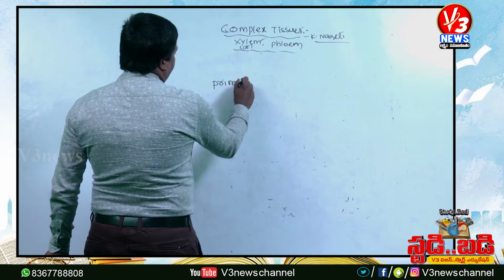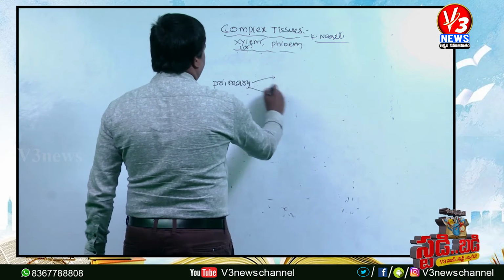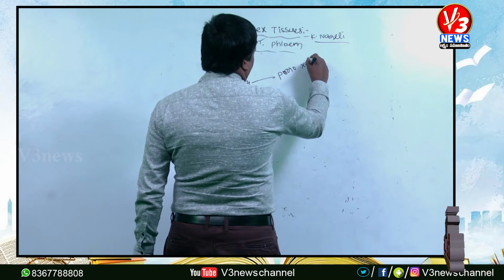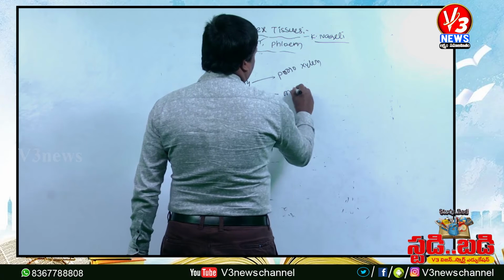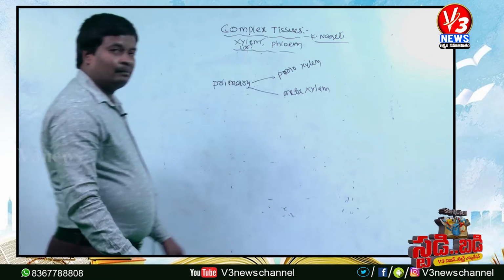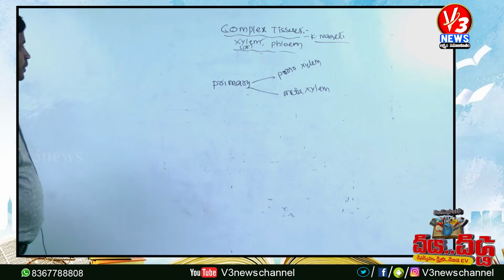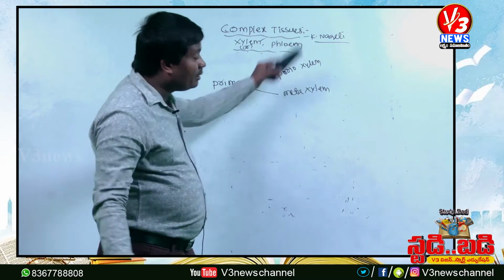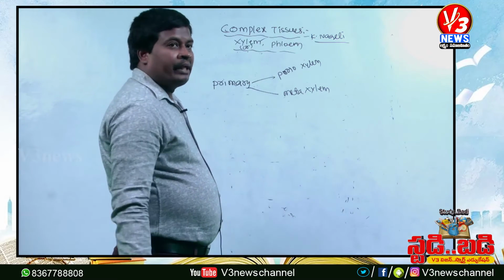Primary xylem is differentiated into protoxylem and metaxylem. The first formed xylem is called protoxylem. The later formed xylem is called metaxylem.